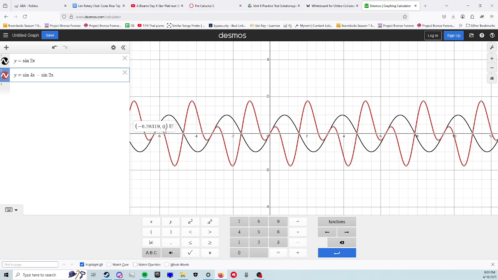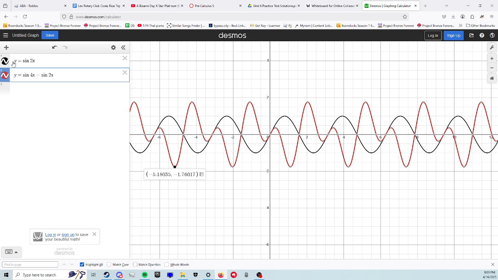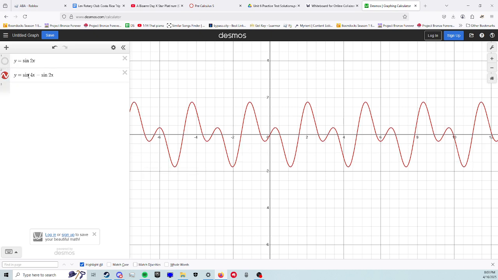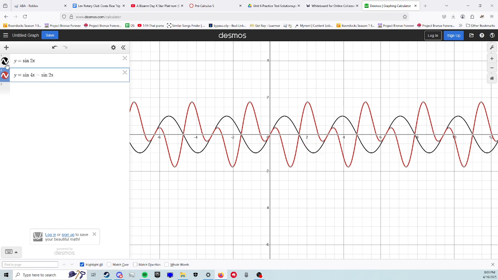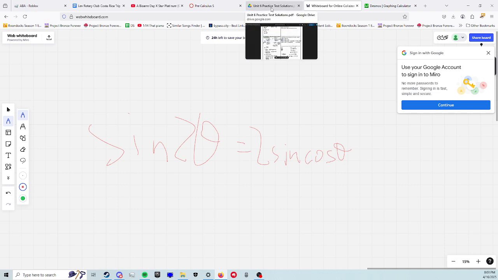Look, this looks crazy, right? This crazy graph is sine 4x minus sine 2x. Looks crazy like that, right? So the black is a normal sine 2x. They look nothing alike. That's not it. You can't subtract like that.